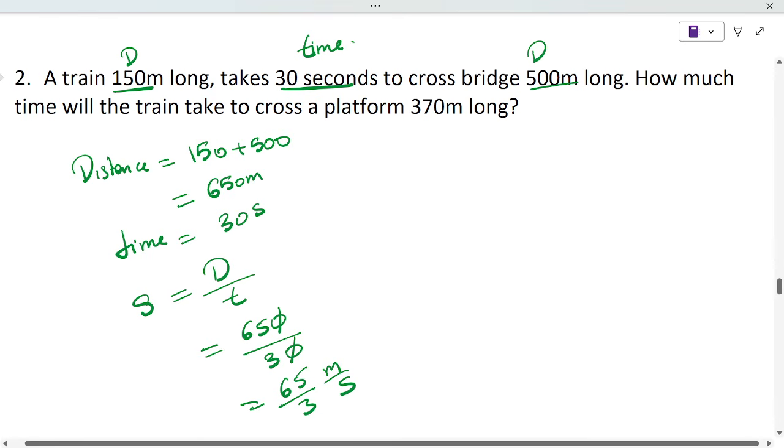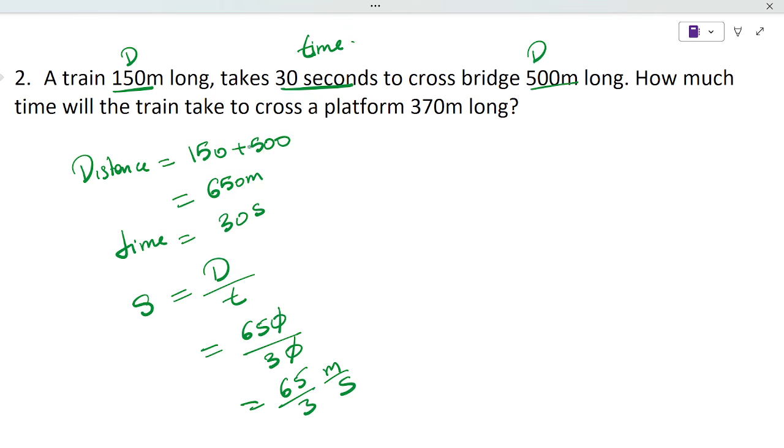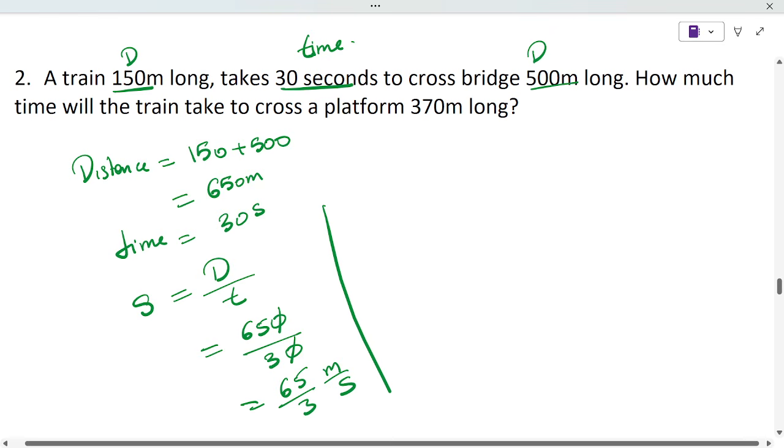I'm not cancelling it further. This is not the final answer. In the following question, again, how much time will the train take to cross a platform? We are talking about the same train, which has 150 meter. So instead of a bridge, it is a platform of 370. So the new distance is 150 meter train plus 370 platform, which gives us 520.